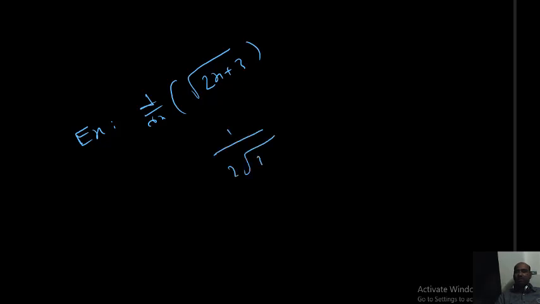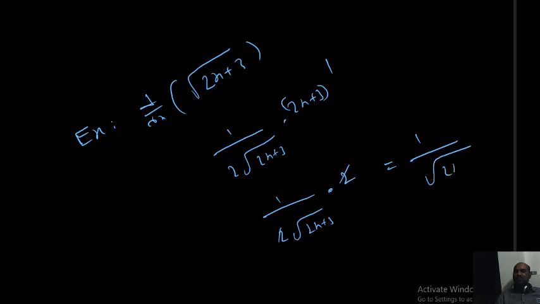Yeah, example. d by dx of root over 2x plus 3 is given. Just now explained: 1 by 2 root over 2x plus 3 into the derivative of the inner function, that is 2x plus 3. That is 1 by 2 into root over 2x plus 3 into 2, since the differentiation of 2x plus 3 is 2 only. The 2 gets cancelled. My answer is 1 over root over 2x plus 3, students.